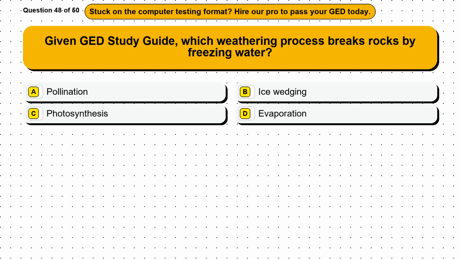Question 48. Given GED Study Guide, which weathering process breaks rocks by freezing water? Option A, pollination. Option B, ice wedging. Option C, photosynthesis. Option D, evaporation.